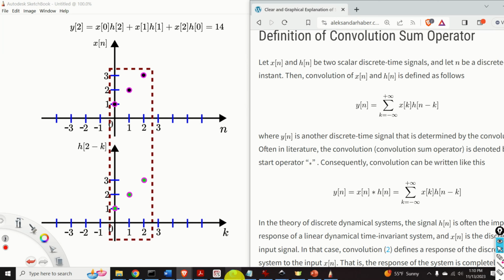Hello everyone! In this digital signal processing and control engineering tutorial, we provide a clear and graphical explanation of the convolution operator, which is also known as the convolution sum or simply as convolution. Signal convolution is a fundamental operation in signal processing, control theory, machine learning, and time series prediction. Consequently, it is of paramount importance to understand the mechanism behind signal convolution and to understand how to compute signal convolution in MATLAB. All this is explained in this video tutorial.